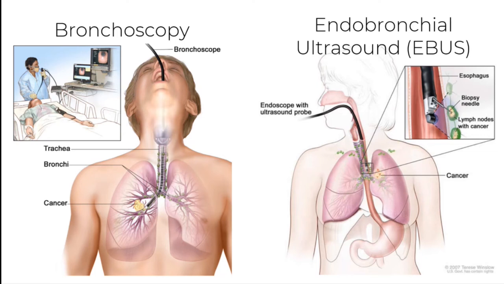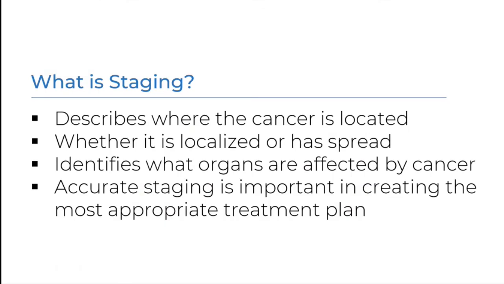Similarly, an endobronchial ultrasound is another type of procedure where an ultrasound probe is attached to the bronchoscope, and then using ultrasound guidance, this probe can localize to the area of a tumor or a suspicious appearing lymph node, and then stick a needle in there to grab a piece of tissue. So these are ways to get a sample of the tissue in order to make the diagnosis.